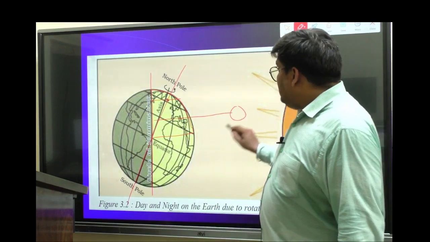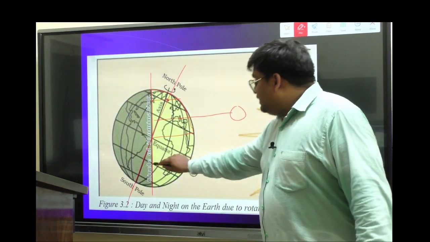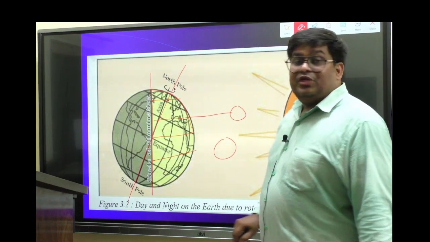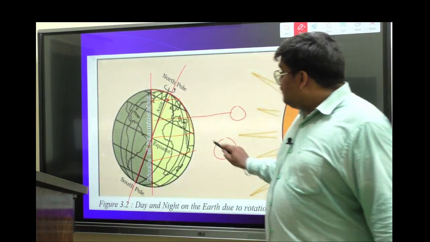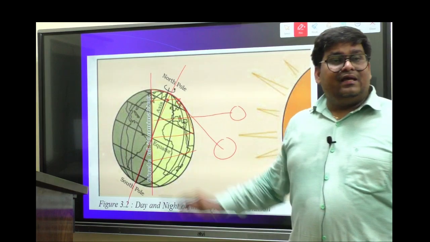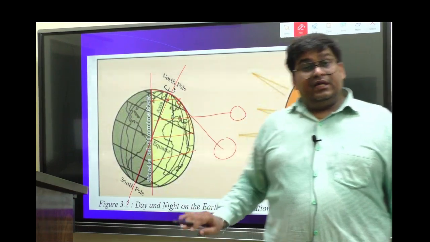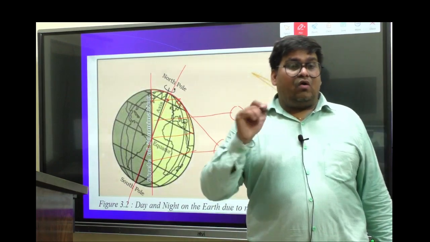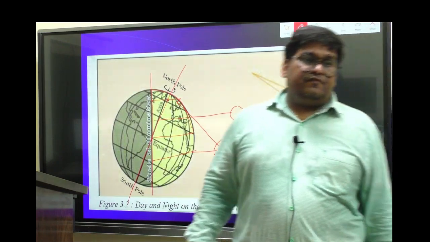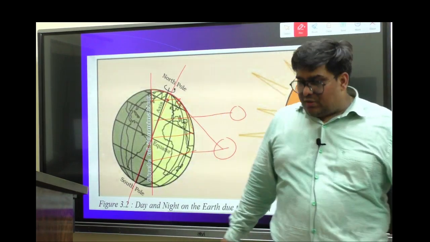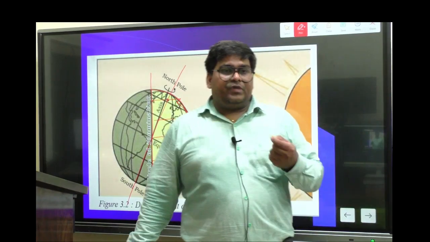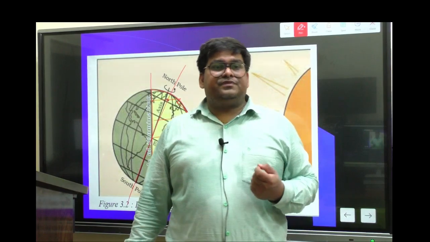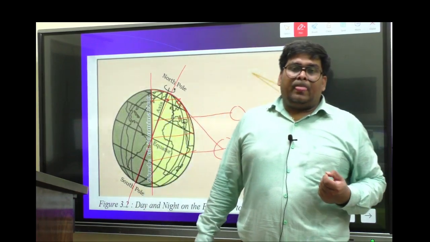Similarly, if it is at the Tropic of Capricorn here, you can understand the rays which are falling here are slant, and you will have winter over there only when the sun is at the Tropic of Capricorn, or the sun rays are falling on the Tropic of Capricorn. All right, so this is a brief explanation about some of the concepts associated with geography.